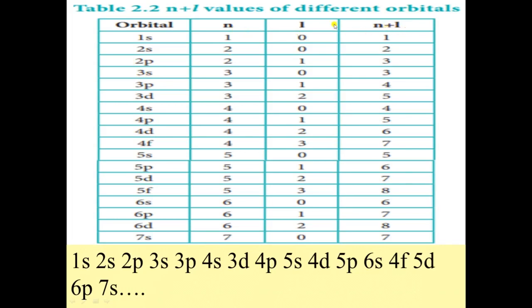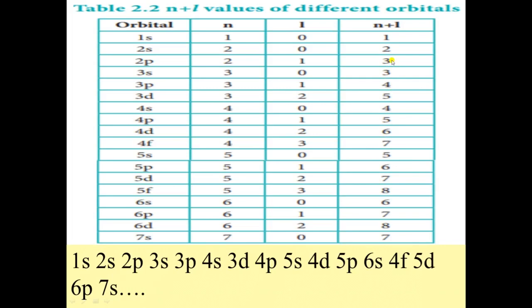Now for the n plus l rule, you have to add n and l. So here 1 plus 0 is equal to 1, 2 plus 0 is equal to 2, 2 plus 1 is equal to 3, 3 plus 0 is equal to 3. In the same way, you can add the value of n and l. Now look at these values. Lower the value of n plus l, that means that orbital will have less energy. So here 1s orbital has the least energy, so it will come first. So here we will write 1s. After that, the summation of n plus l is 2, so 2s will come. After that, 2p and 3s, the summation is 3.